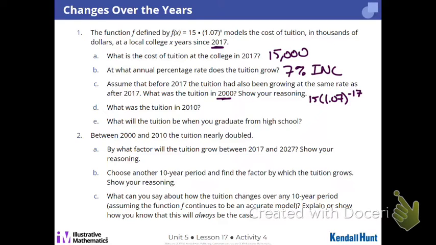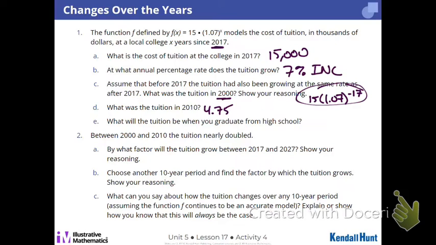What if you did 0.93 times positive? No, that won't work because remember that growth and decay depends on the initial value, and that's going to change your initial value. Okay, so what I got here then, the tuition for 2000 when I slap this in my calculator here, is 4.75 thousand. Much cheaper just 17 years before, right?